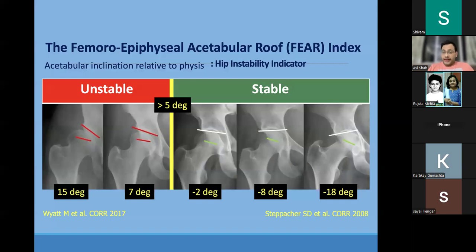The next is the FEAR index. This is one of the newer indices we use for instability. The FEAR index, basically, is the acetabular inclination relative to the physeal scar, or if the physis is present, then the physis. If the inclination between these is 15 degrees or anything more, it is unstable. If it is negative, meaning you want it to be in a negative angle, then it is stable. So this is a very good index which tells us about hip instability by just looking at the inclination of the acetabulum and the physeal scar.